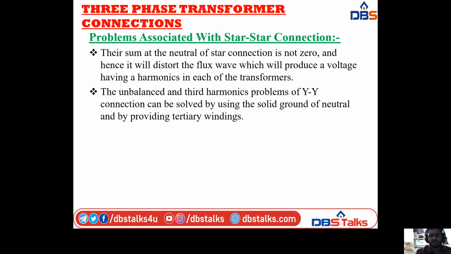The unbalanced and third harmonics problems of star-to-star connection can be solved by using the solid ground of neutral and by providing tertiary windings.